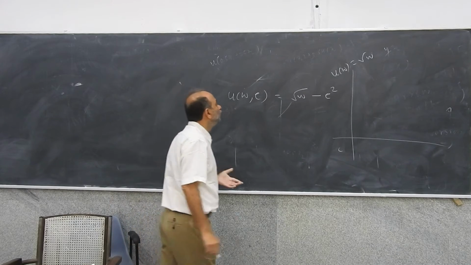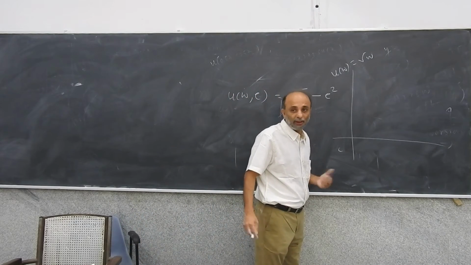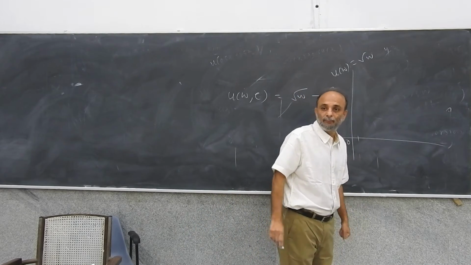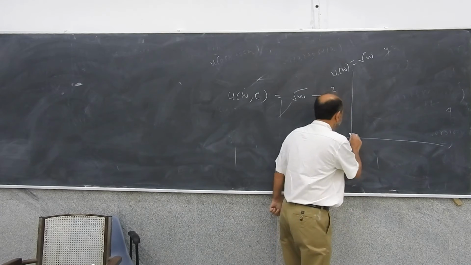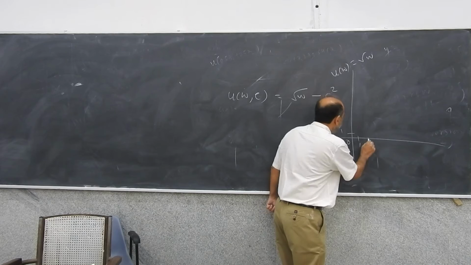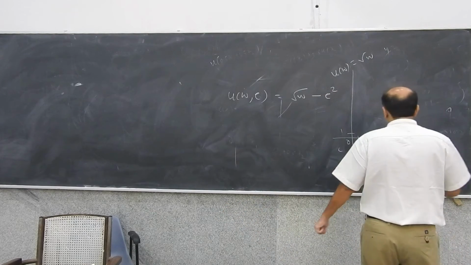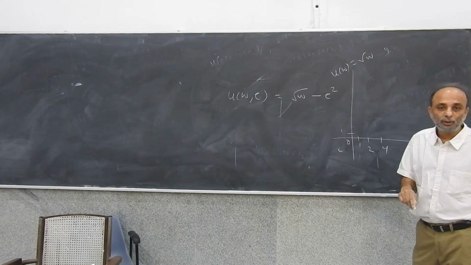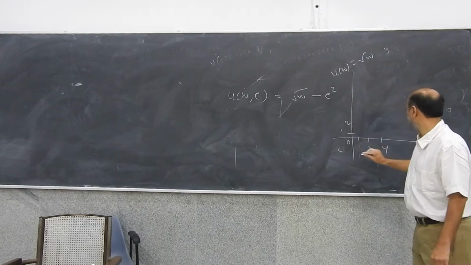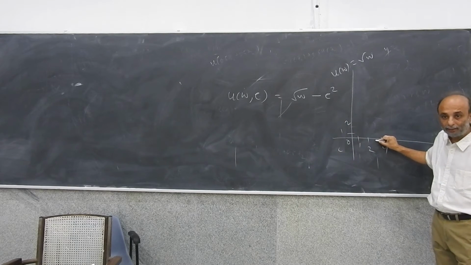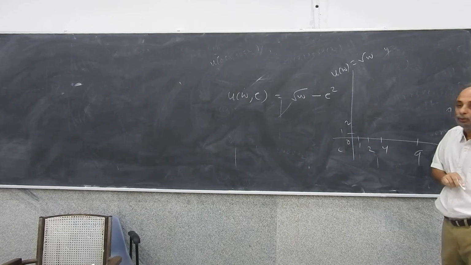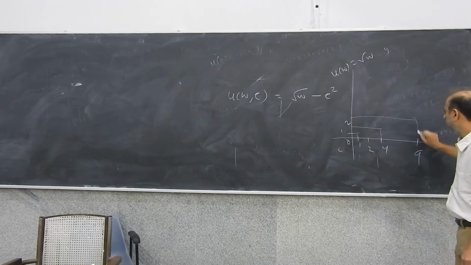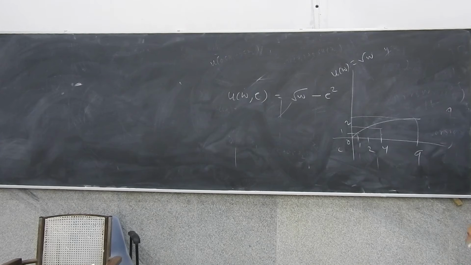So if W is equal to 0, what is the root of W? 0. If W is equal to 1, what is the root of W? 1. So you get 1 point here. If W is equal to 2, the root of 2, etc. If W is equal to 4, what's the root of 4? 2. So you will get some number here. If W is equal to 9, what is the root of W? So you get 1 point here, another point here, another point here, and your utility function will be like this.